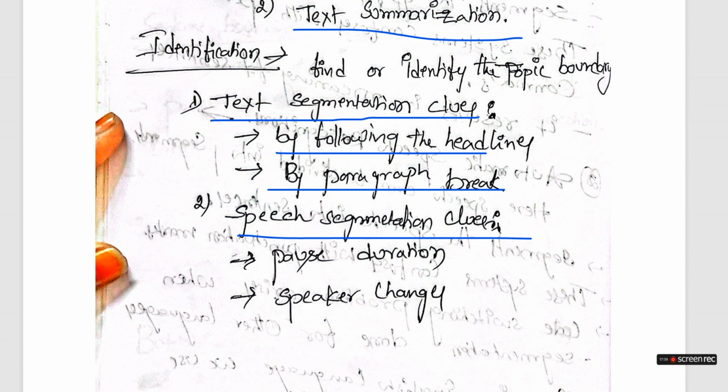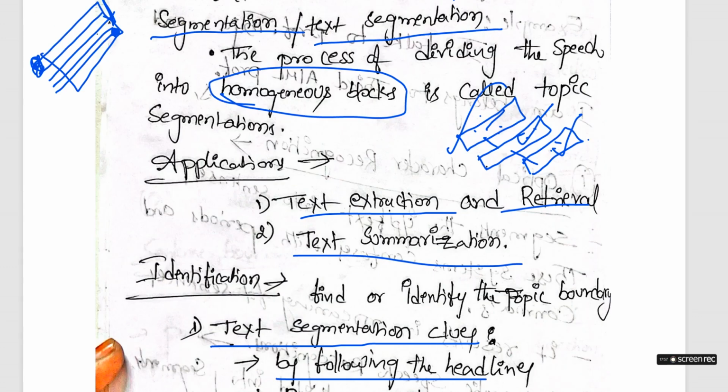And speaker changes. Now I am speaking, right? Suddenly I stop and some other speaker starts talking, so that is a speaker change, that means the tone changes. Okay, so this is about your topic boundary detection.